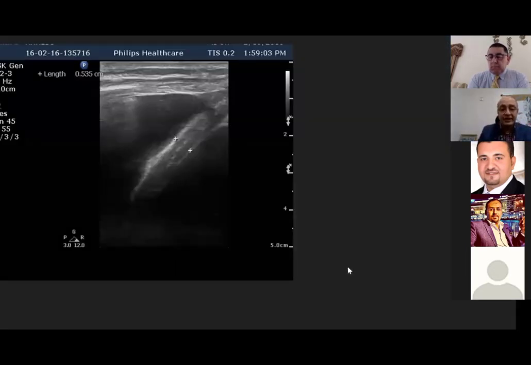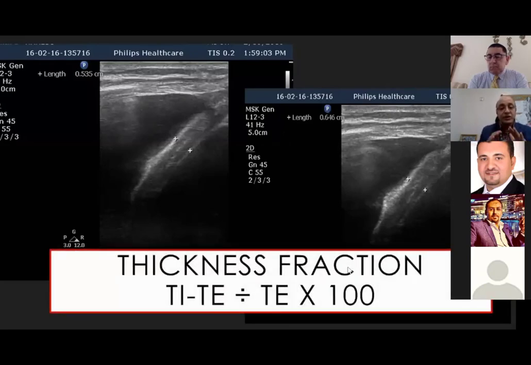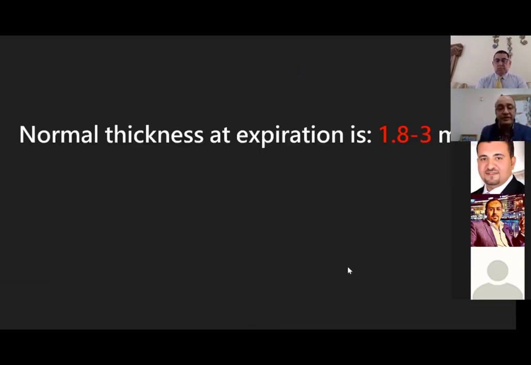This is during the exhalation and this is during the inhalation. See the size during the inhalation, 0.646 centimeter. During the exhalation, when the muscle is relaxed, 0.53. The thickness fraction here is when you take the inhalation thickness minus the exhalation thickness, divided by the exhalation thickness, and you multiply this by 100%.